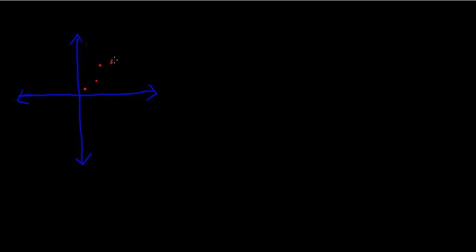So here you can see we have a scatter plot, and now we're going to draw a trend line for this scatter plot. Basically, it's just a line that best fits the data, and you can see that this line has a positive slope, so this is going to be a positive correlation. As the x value increases, the y value increases.